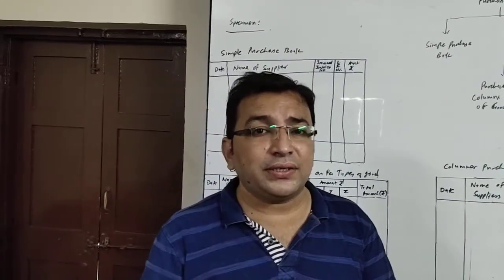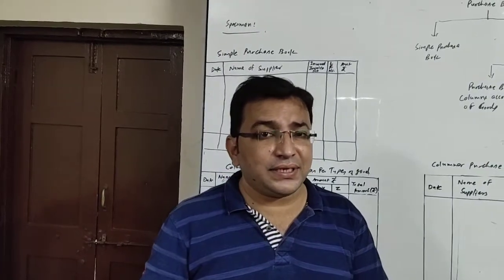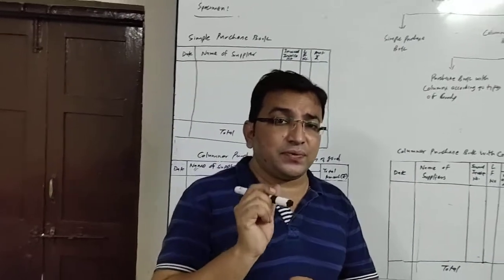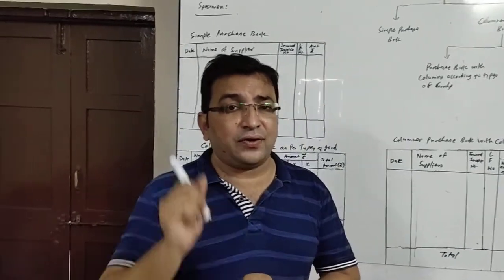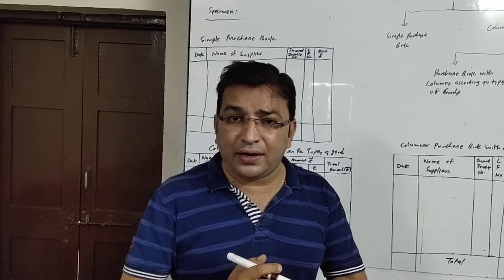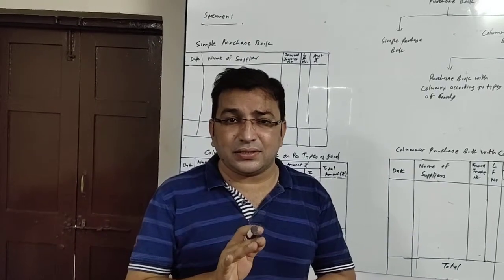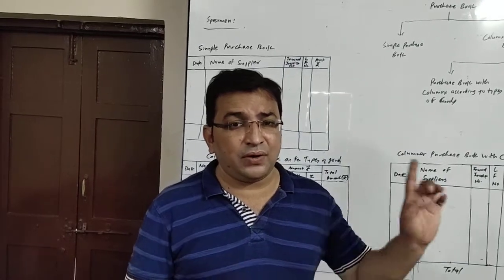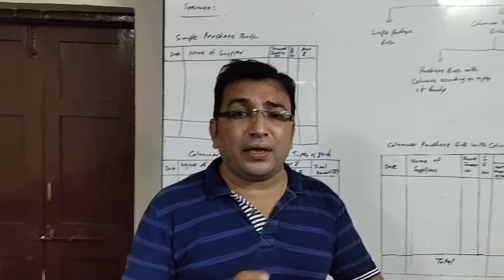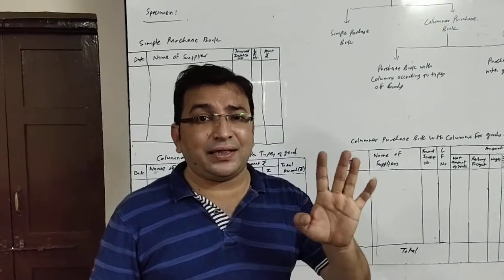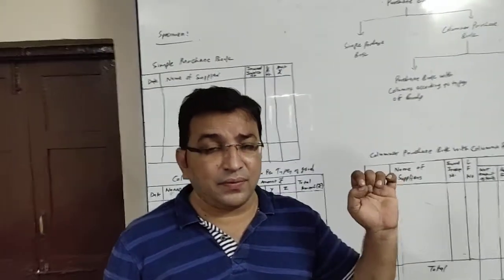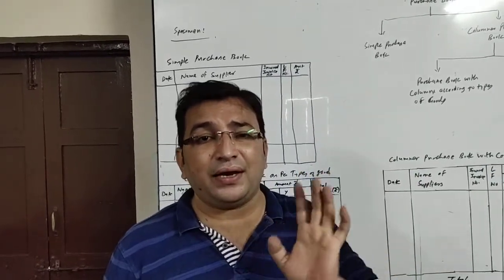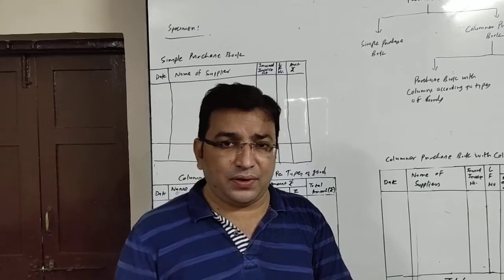Mind well, two things. One thing, credit purchase, and second thing, of goods. So purchase book is a book where the transactions of credit purchase of goods are recorded, nothing else. Cash purchase of goods will not be recorded in purchase book, it will go in cash book. And credit purchase of anything other than goods will not be recorded here. Only goods, and that too on credit, will be recorded in purchase book.